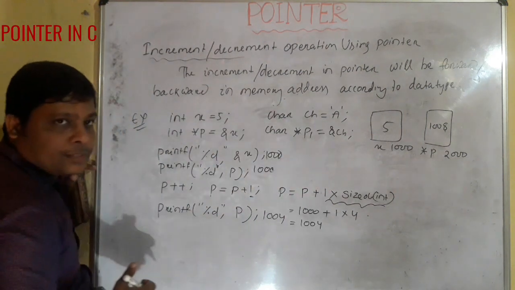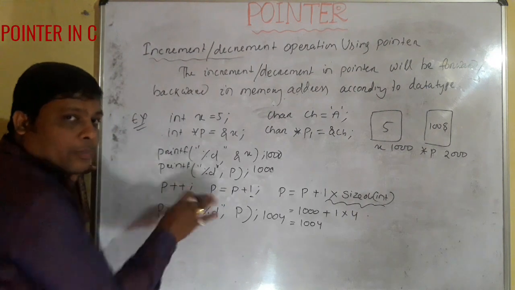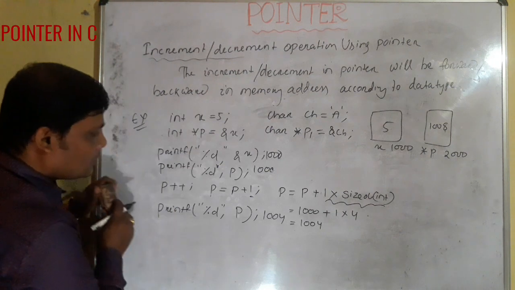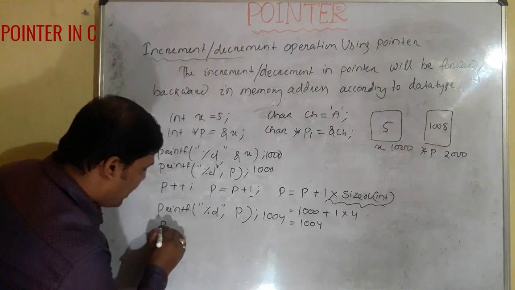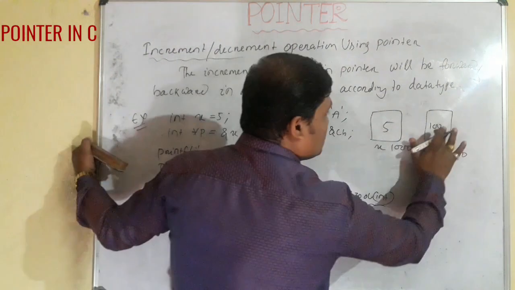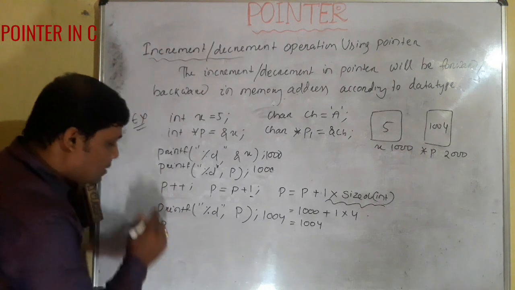What the pointer will point to next, if an increment or decrement operation or any value is added to the pointer. Clear? Suppose I am again writing the pointer, now it is pointing to 1004. Clear? We have done one increment operation.